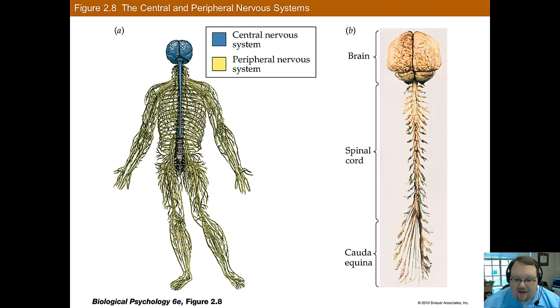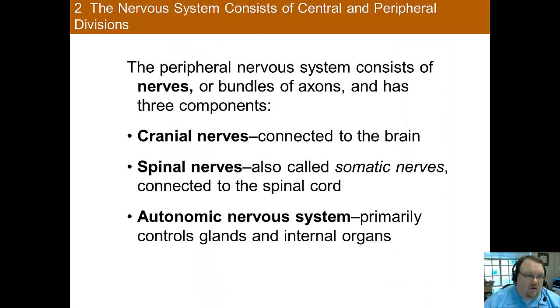So it looks something like this. You have in blue the brain and the spinal cord, that's all your central nervous system. And then you have this peripheral nervous system that goes throughout the rest of your body. So you have all this out here, that's all peripheral nervous system. The peripheral nervous system consists of a bunch of nerves, and all nerves are bundles of axons.